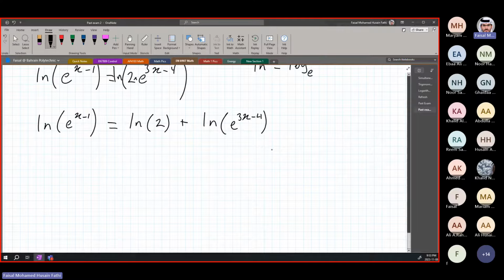The ln of e is like saying log base 10 of 10, because this is base e. This is basically saying log base e of e to a specific power, for example 2. Log base e of e to the power of 2, the answer is simply 2.